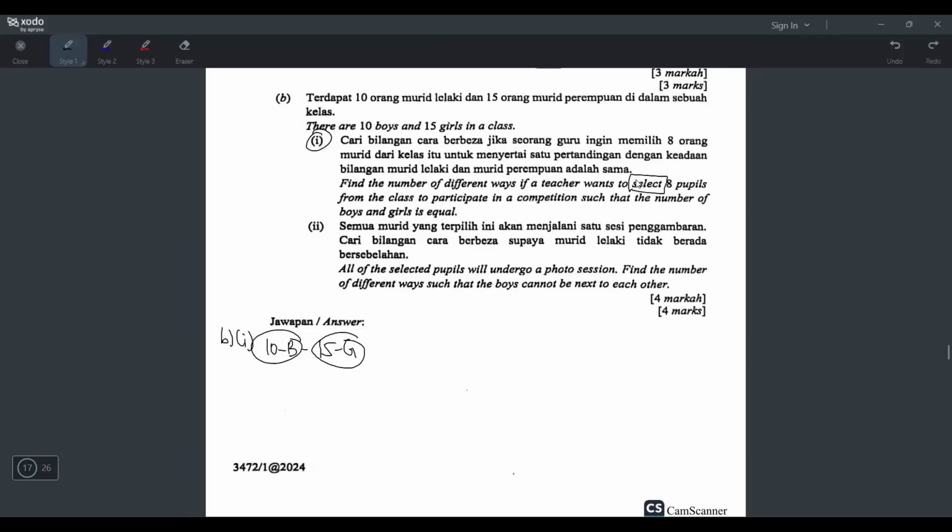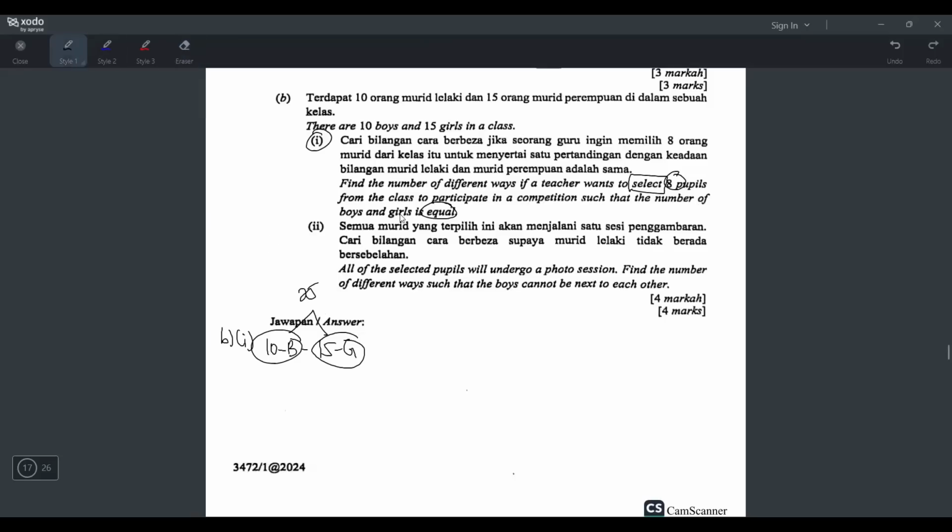Okay, you will use gabungan C. Because select means the order is not important. Okay, kita tak susun, tak ada arrange. So tak arrange means you use C lah. Kalau ada arrange baru guna P. So find the number of different ways if a teacher wants to select 8 pupils from the class to participate in the competition such that the number of boys and girls is equal. So you want to select 8. But your total have 25. So if no condition, it will be 25C8. No condition meaning all boy pun boleh, all girl pun boleh, campur pun boleh, apa pun boleh. Itu maksud no condition. But there is a condition.